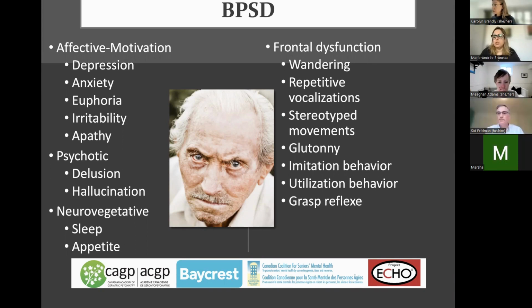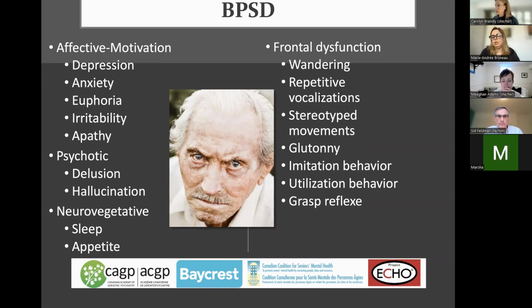So try to be more specific than just saying BPSD or agitation, because an agitated patient could mean an anxious patient, could mean a depressed patient, could mean someone who wanders around, could mean someone who's very aggressive. So it's important to be as specific as one can in order to discuss those symptoms.